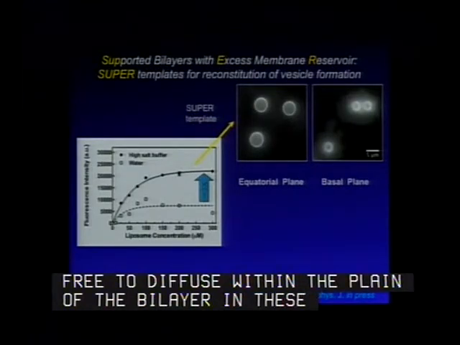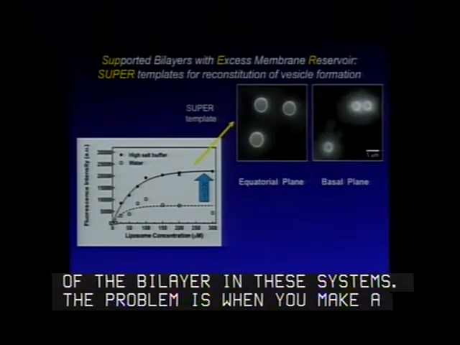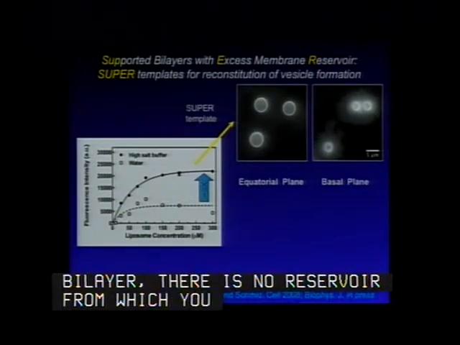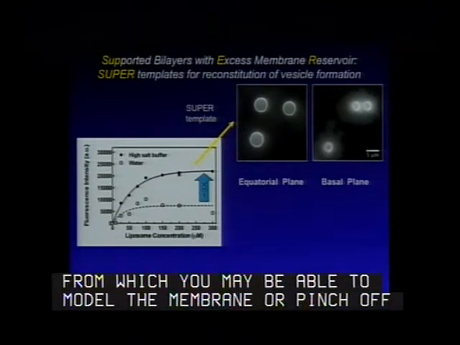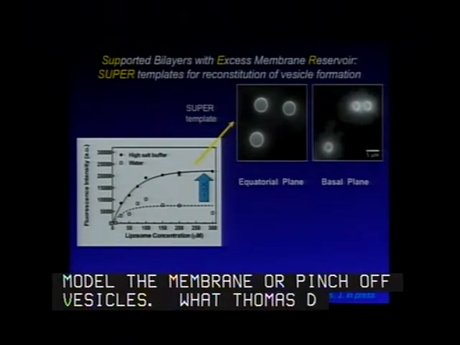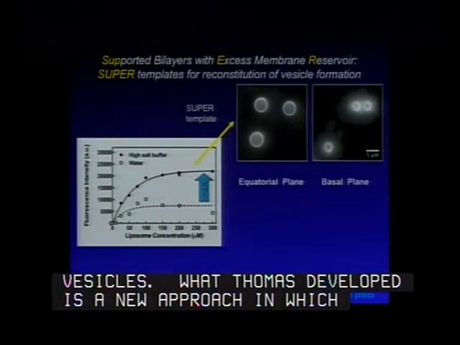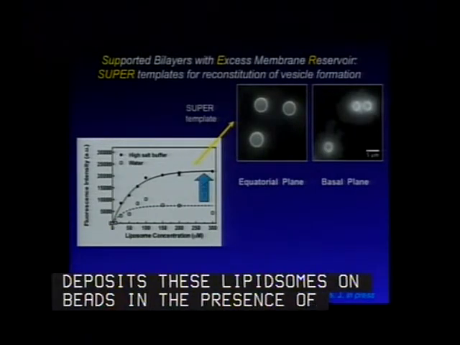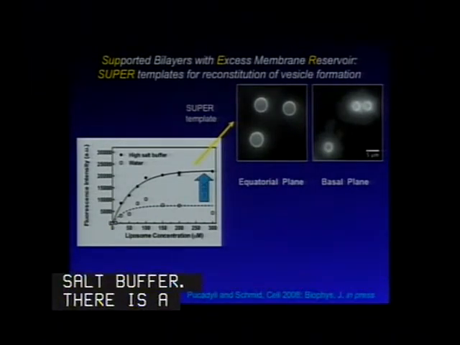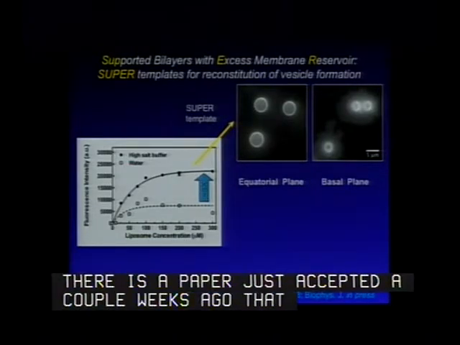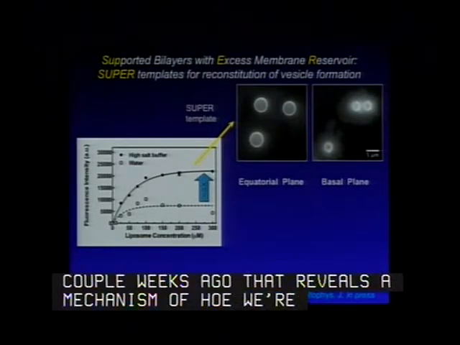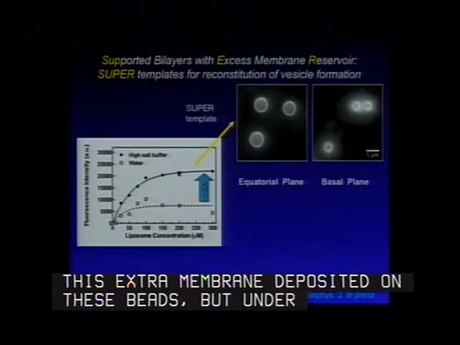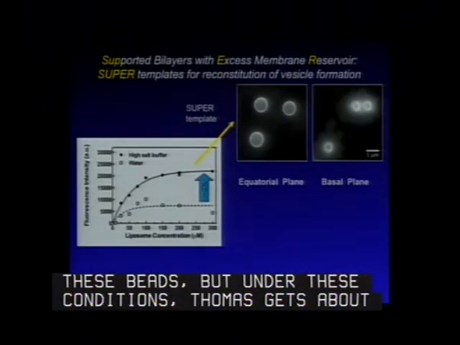The problem is, when you make a tight, stable, supported lipid bilayer, there is no reservoir from which you might be able to remodel the membrane or pinch off vesicles. And so what Thomas developed is a new approach in which he deposits these liposomes on beads in the presence of a high salt buffer. There's a paper that was just accepted a couple of weeks ago in Biophysical Journal that reveals a mechanism of how we're getting this extra membrane deposited on these beads. But under these conditions, Thomas gets about 3-fold more lipid on the bead than is required for a nice tight-fitting membrane.